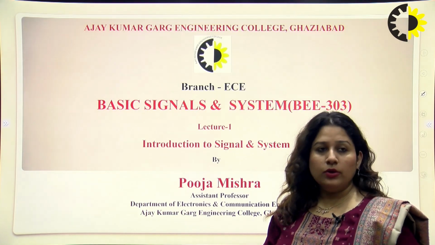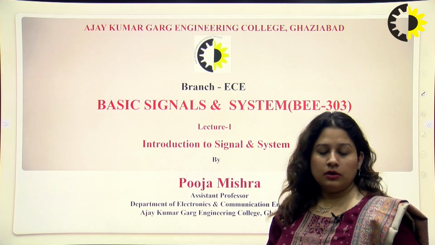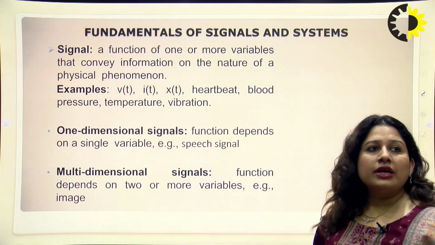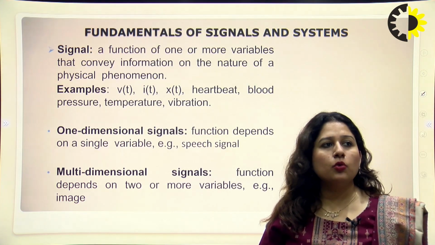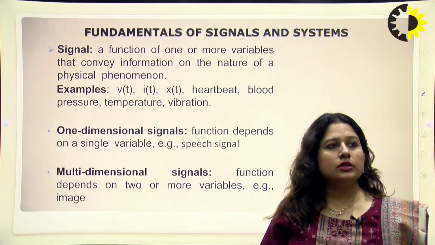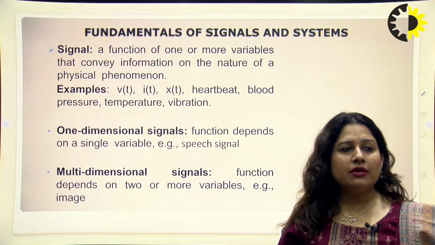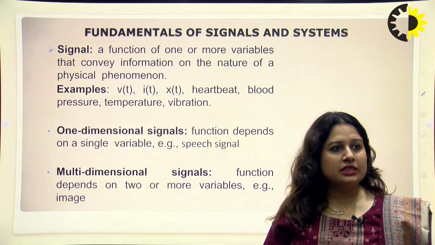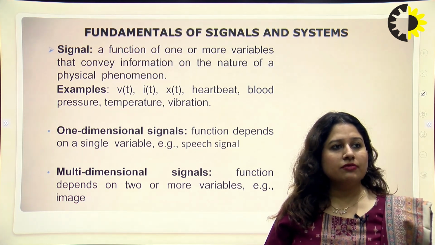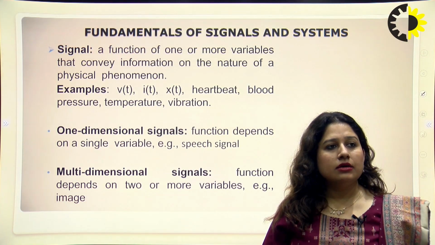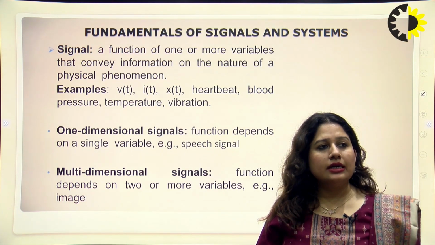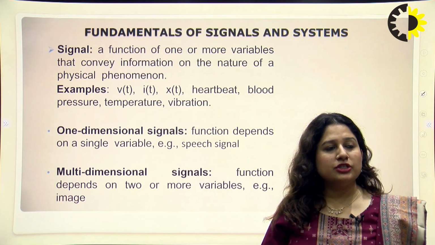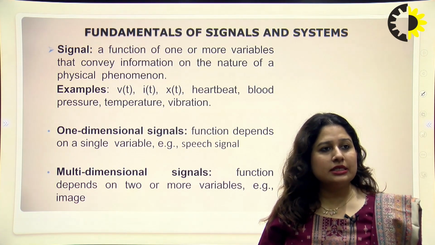So what we are going to do here: fundamentals of signals and systems. A signal is basically a function of one or more variables that conveys information on the nature of a physical phenomenon. We have various examples of these signals, like voltage as a function of t, and current as a function of t, x of t. Here, time, of which the signal is a function, is called the independent variable.